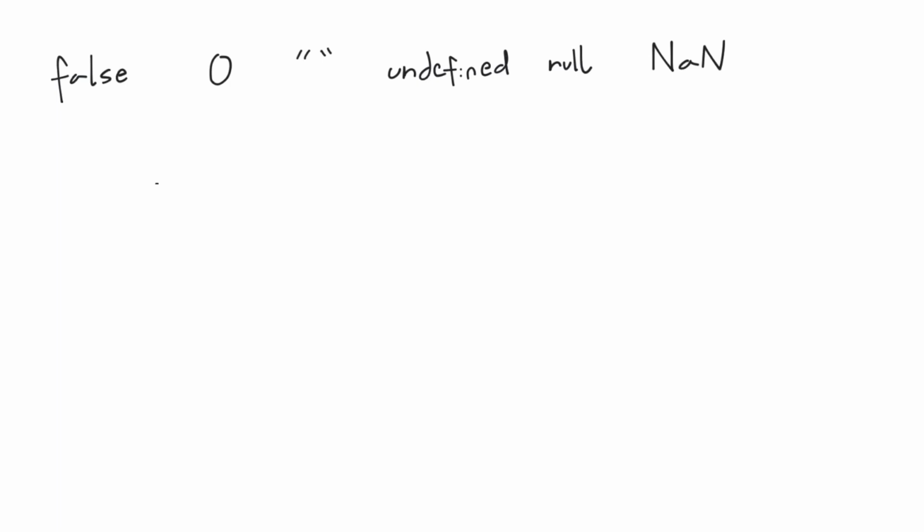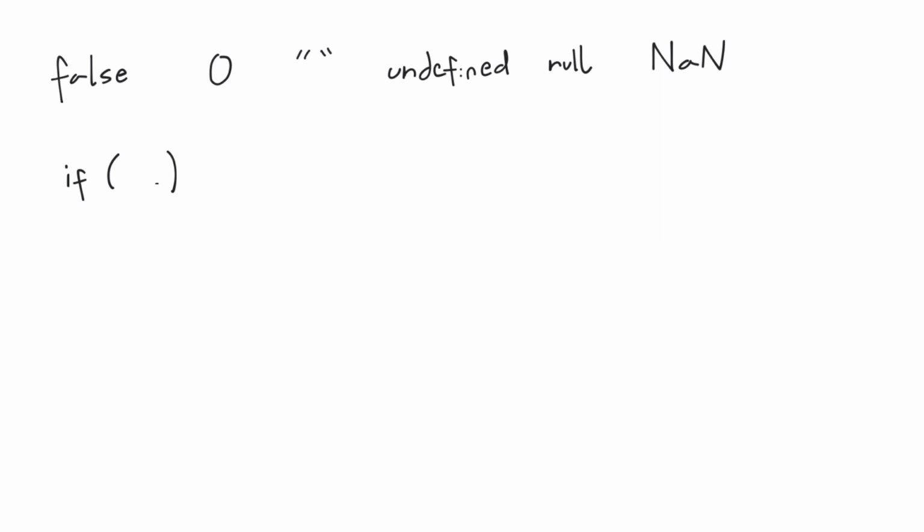In JavaScript, there's a number of values which all behave in a similar way as false. That means that if we would use them in an if statement like this, or any other situation which would take a Boolean value, they're going to be evaluated as, or they're going to behave in the same way as false. So these values are called falsy, and of course that includes false.